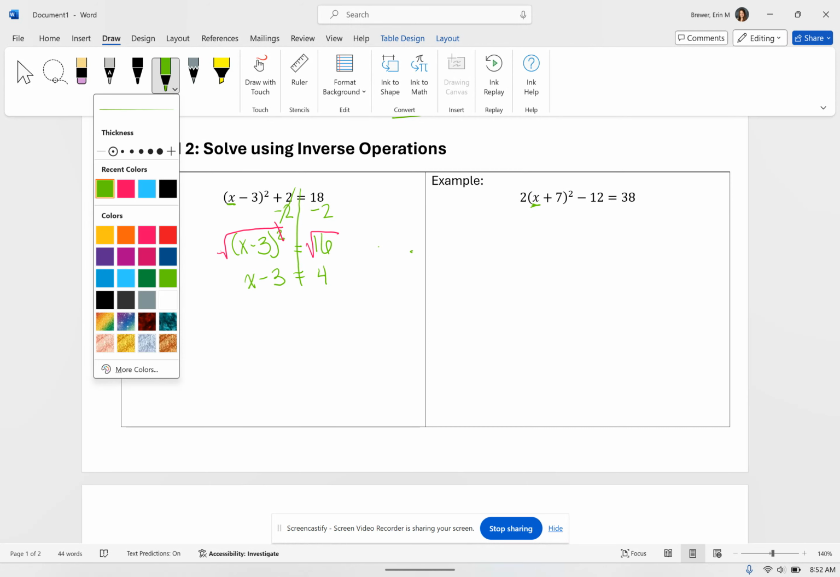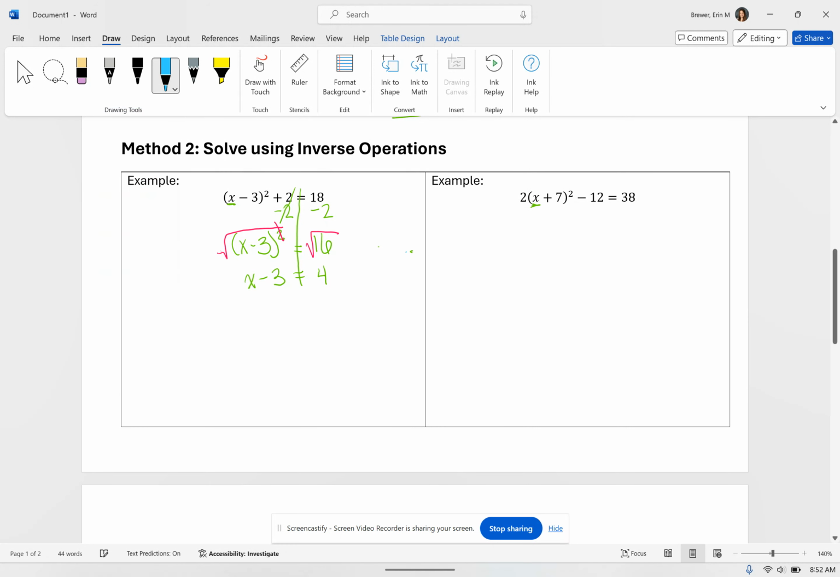However, another big idea in this chapter is to remember that positive 4 times positive 4 is 16, but also negative 4 times negative 4 is 16. So whenever I take a square root, I end up with this plus or minus. There are two different answers for that square root. At this point, I'm going to write my two equations. I'm going to say that x minus 3 can equal positive 4 and x minus 3 can equal negative 4. Again, since I got that plus or minus by taking a square root.